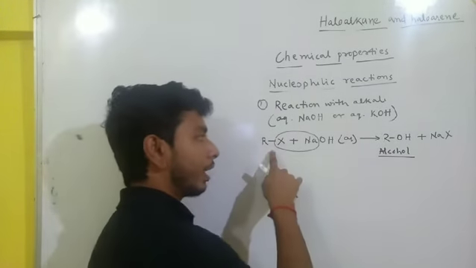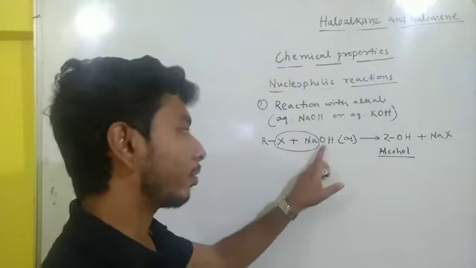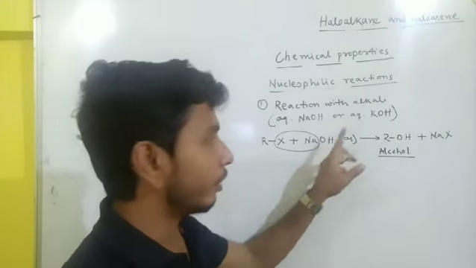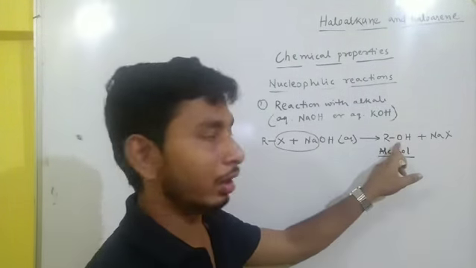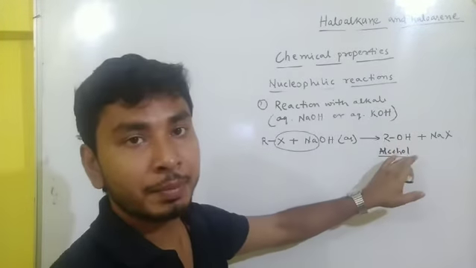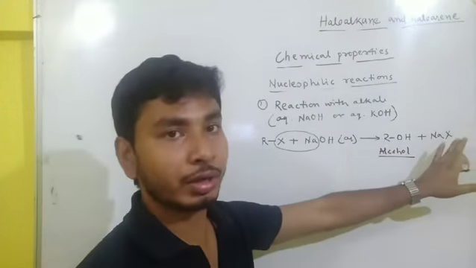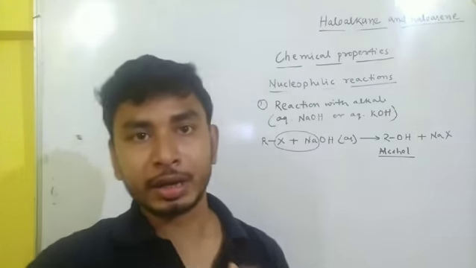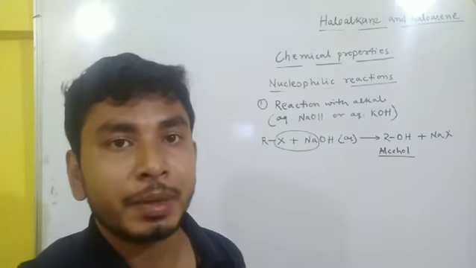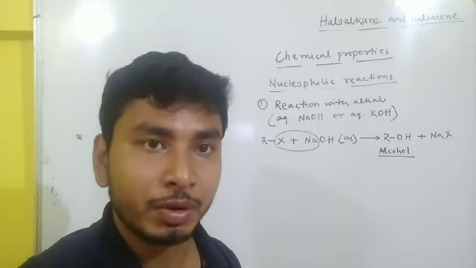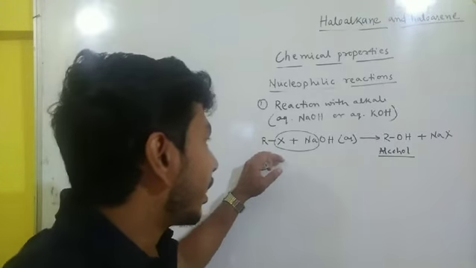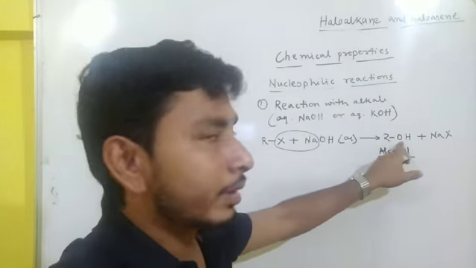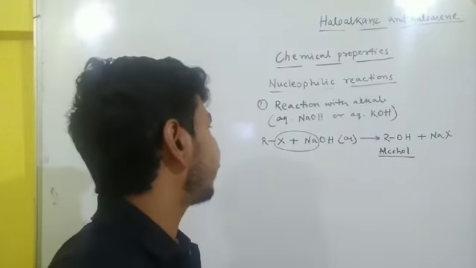So alkyl halide, when reacted with aqueous alkali like aqueous NaOH, gives the alcohol. Here alcohol is the major product, and this is the side product. In organic reactions, our target is only the major product, not the minor product. So alkyl halide when reacted with aqueous alkali gives the alcohol.